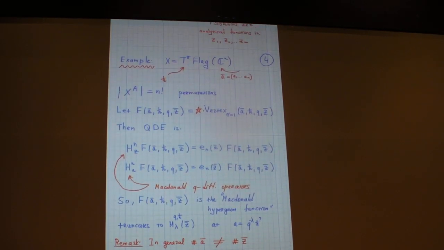Just one question. Is this for type A or in general? The difference equations? Yeah, in general.